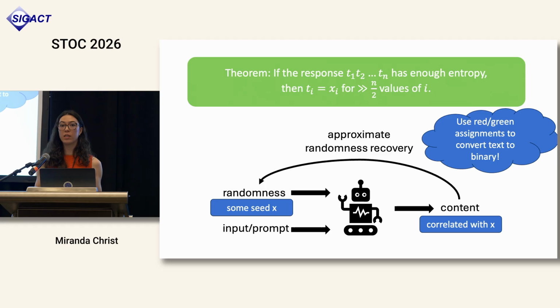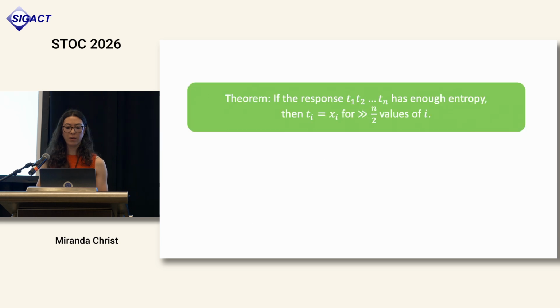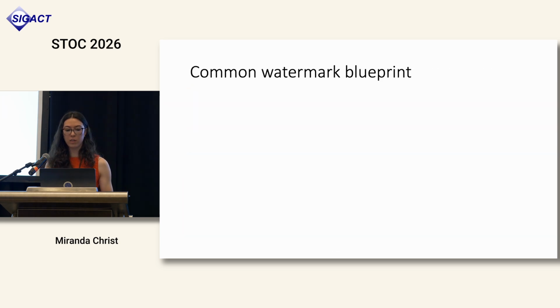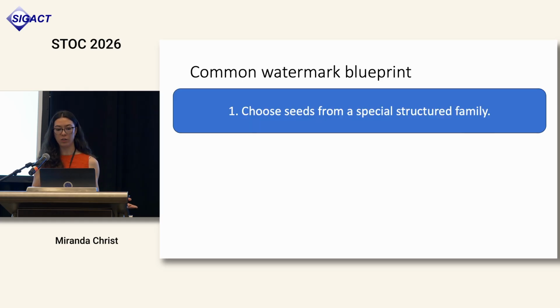And it actually turns out that this approximate randomness recovery exists for generative models beyond LLMs, but for now I'll just focus on LLMs. Okay. I'll skip through this a little bit. And so what we get gives us a very common watermark blueprint that you can actually think of as representing a lot of schemes in the literature.